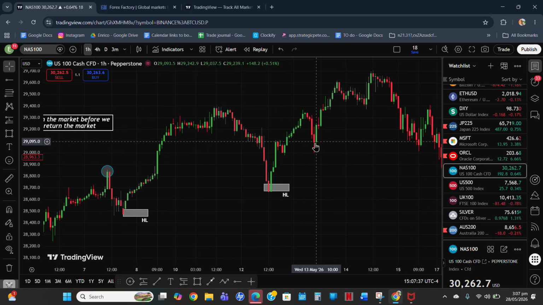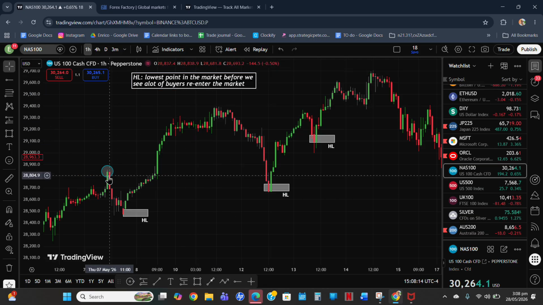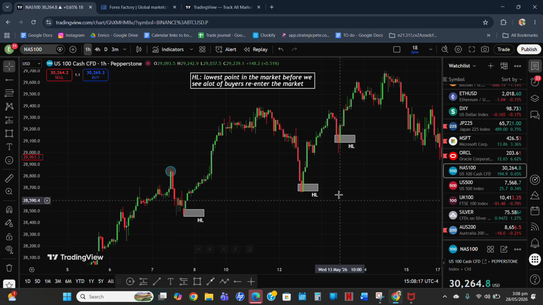This was the lowest point in the market before we saw a lot of buyers re-enter the market. This could also be a higher low. We did have a massive drop here as well. So we could say this is our higher low. Let me just go ahead, clone this, move it here. You could say that is also higher low. Remember, higher low, lowest point in the market before we see a lot of buyers re-enter the market. Just realized I actually spelled that wrong. Cannot type at all right now.